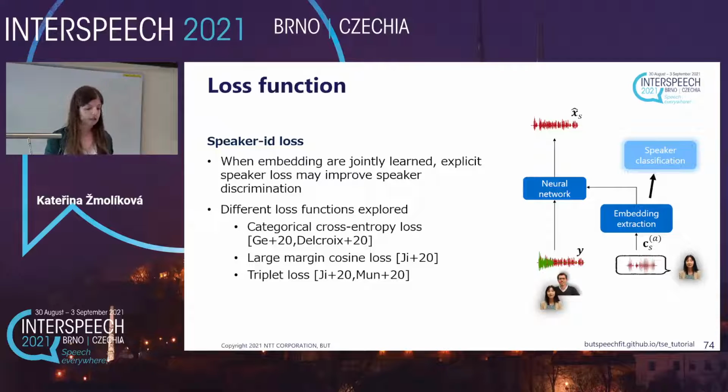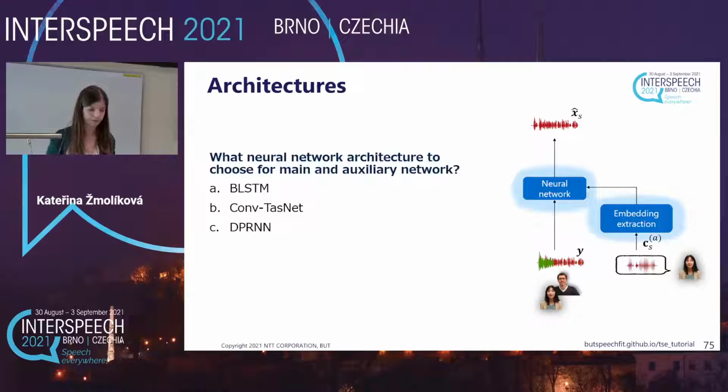In the literature, different loss functions have been explored for this, such as categorical cross-entropy, large margin cosine loss, or triplet loss. All of these losses are inspired by the speaker verification literature. Finally, I will describe several neural network architectures that are commonly used for this task, namely BLSTM, ConvTasNet, and Dual-path RNN. These architectures are basically the same architectures that can be used for speech separation, so I will not go into many details about the architectures.